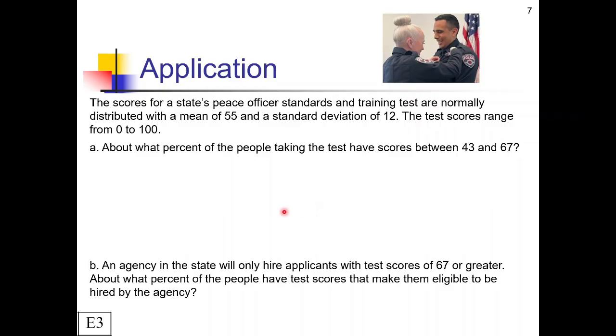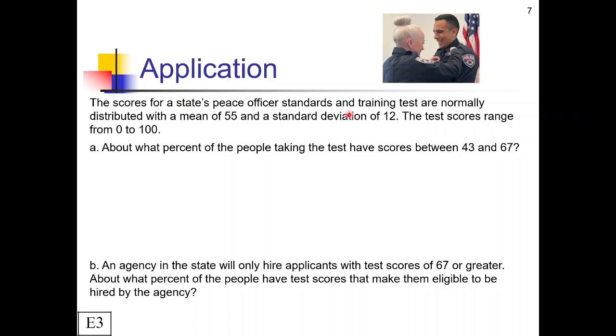So all this normal distribution bell curve stuff is kind of neat, but where would we use this in a real-life setting? So here's one possibility. Let's say that the scores for a state's peace officer standards and training test are normally distributed with a mean of 55 and a standard deviation of 12. And then the test scores range from 0 to 100. They would like to know, as a part of this problem, about what percent of the people taking the test have scores between 43 and 67.